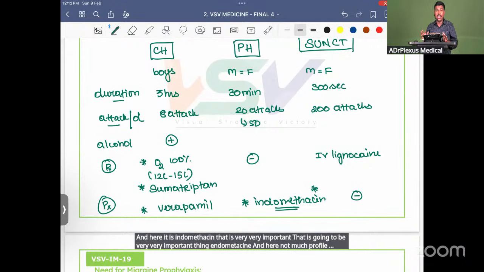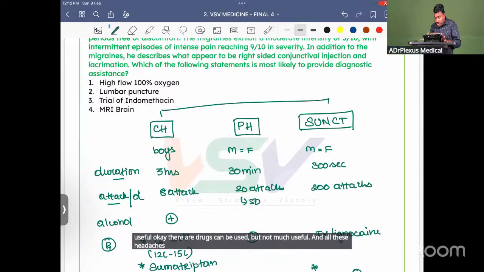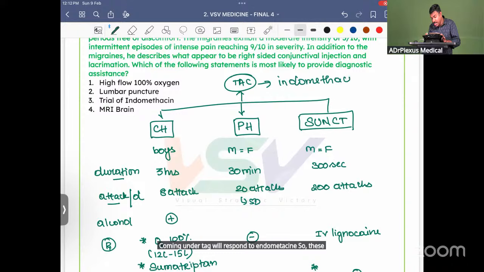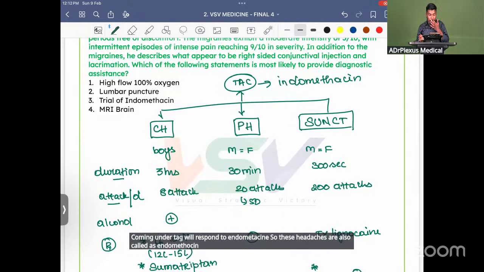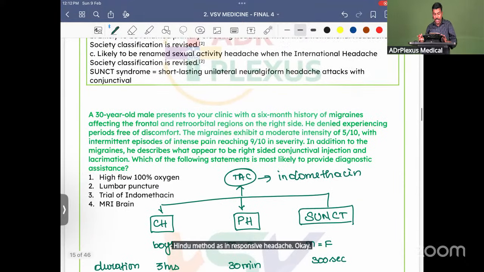There are drugs like topiramate that can be used, but not much useful. And all these headaches coming under TAC will respond to indomethacin. So these headaches are also called indomethacin responsive headaches. Okay. Coming to the question.